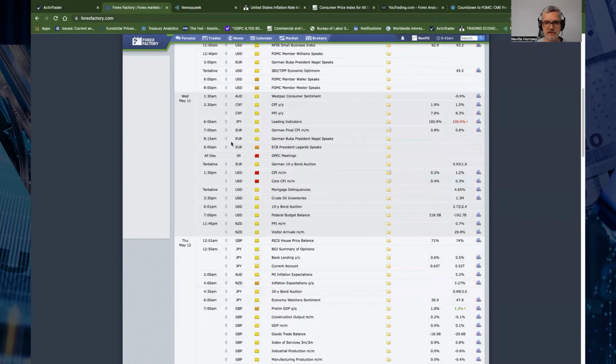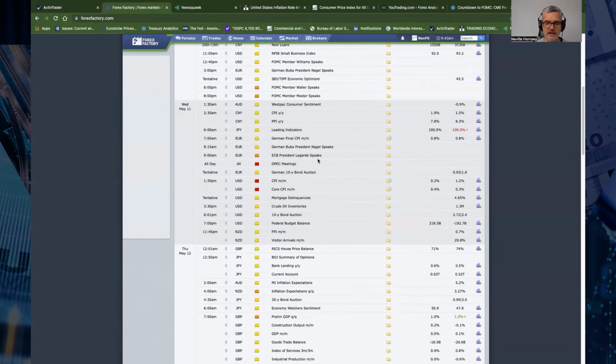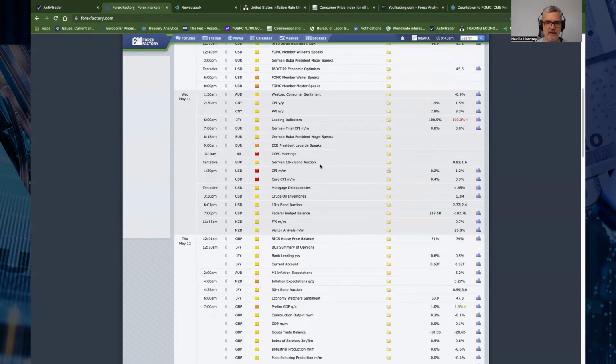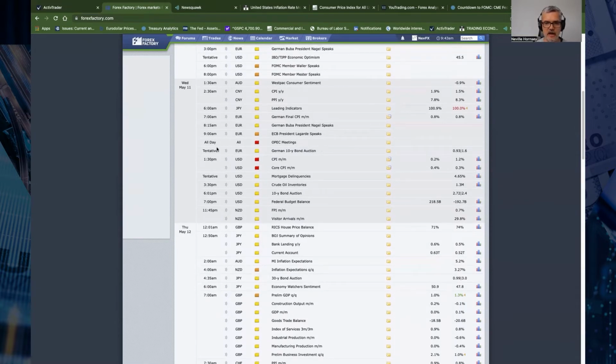We've got ECB President Lagarde speaking in the morning. So that would be Euro moving if she comes out with something unexpected. Then we have OPEC meetings also throughout the day. That's probably going to be about not increasing production. But again, that will be Canadian dollar and Brent. They're the two that I follow for oil.